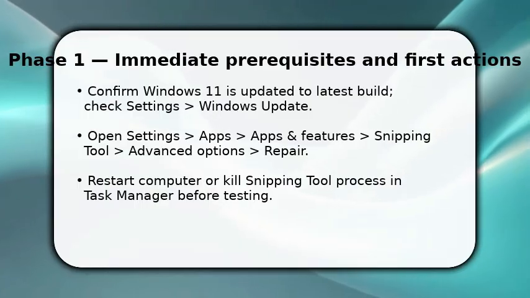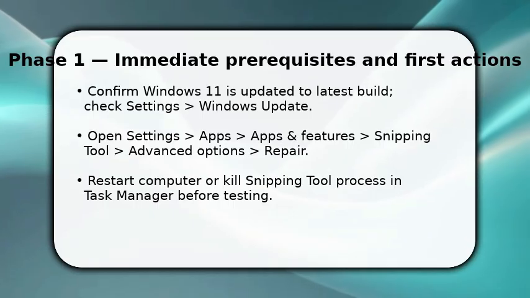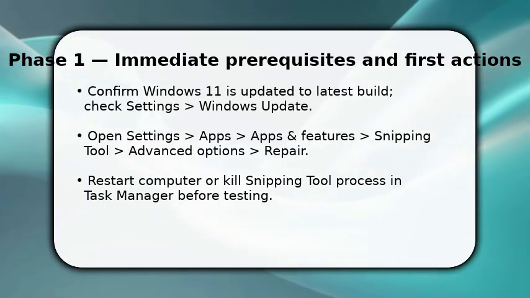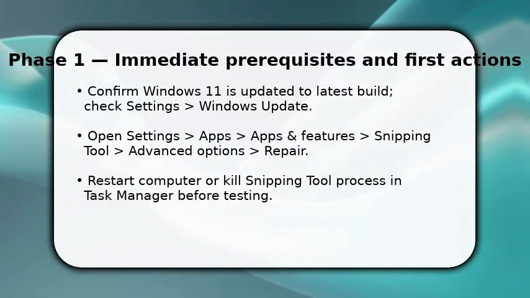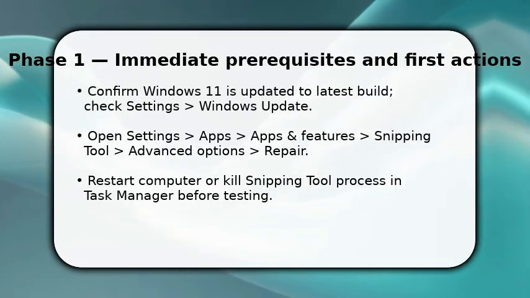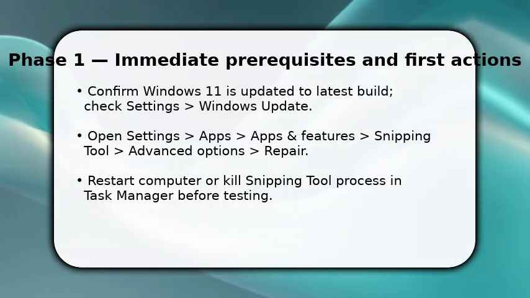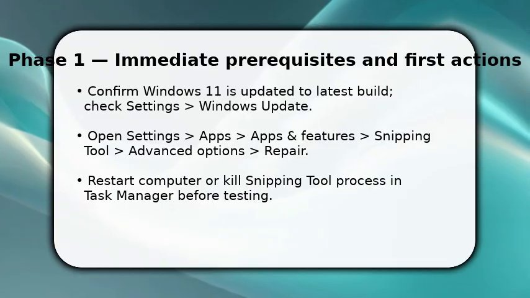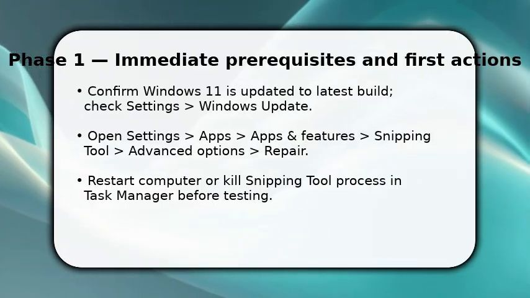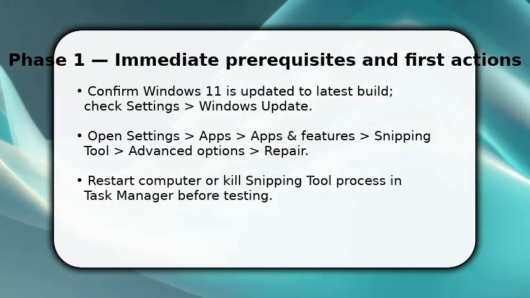You start by making sure core prerequisites are met. Windows 11 is updated, and you have admin access. Once done, open Settings, go to Apps and Features, locate Snipping Tool and choose Advanced Options, then click Repair. That fixes many corrupted files without affecting your settings.